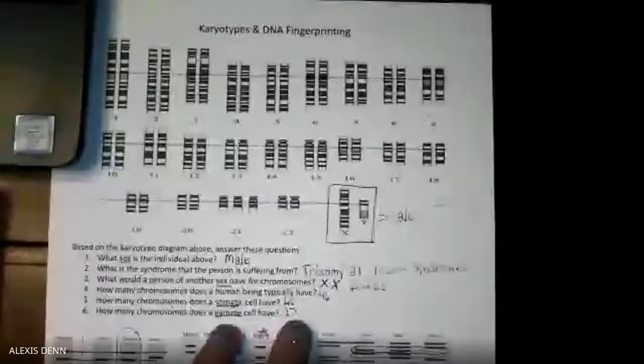And that is the assignment you had on karyotyping and DNA fingerprinting.